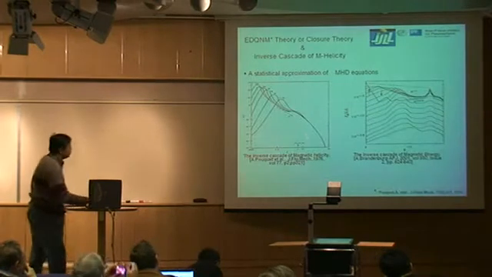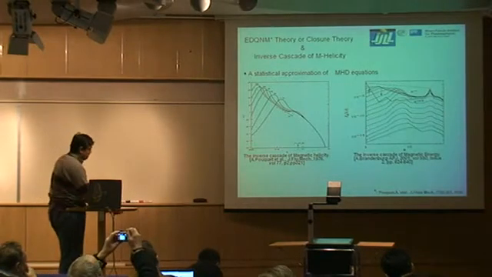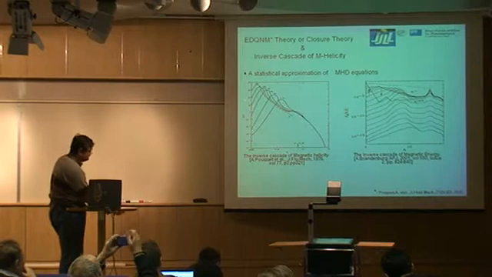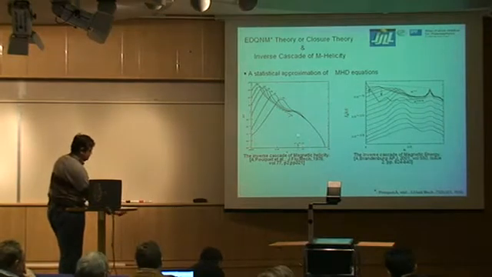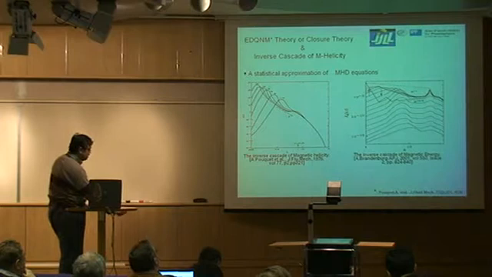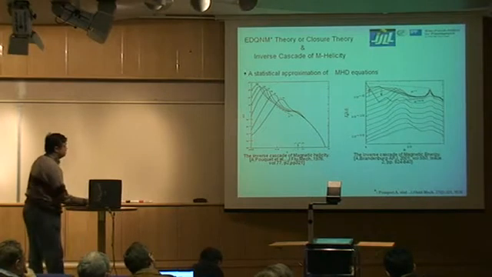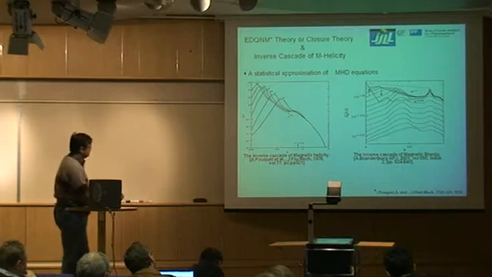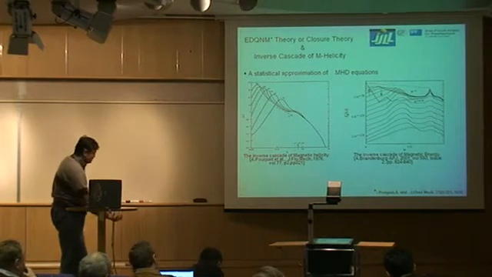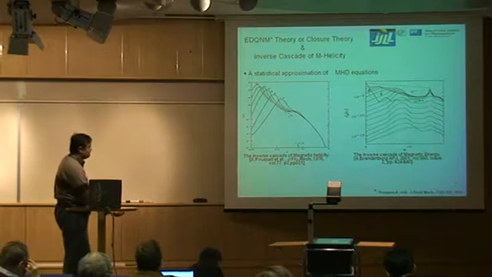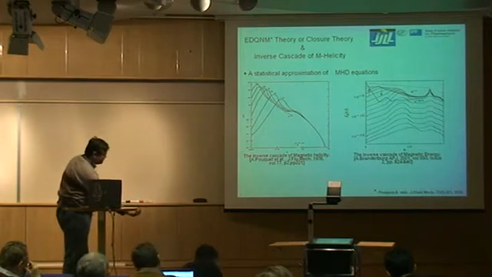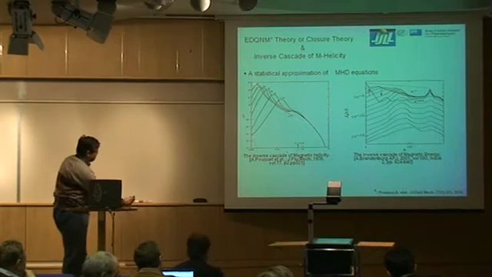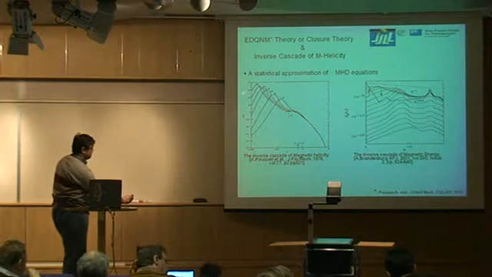A historic overview. The inverse cascade of magnetic helicity, that is the transfer of spectral flux from small scales to large scales, was first observed in numerical simulations of EDQNM theory, which is a closure theory, in 1976 in the paper by Bouquet et al. And you clearly see that they force at very small scales here, and see the growth of the magnetic helicity spectrum into larger and larger scales.